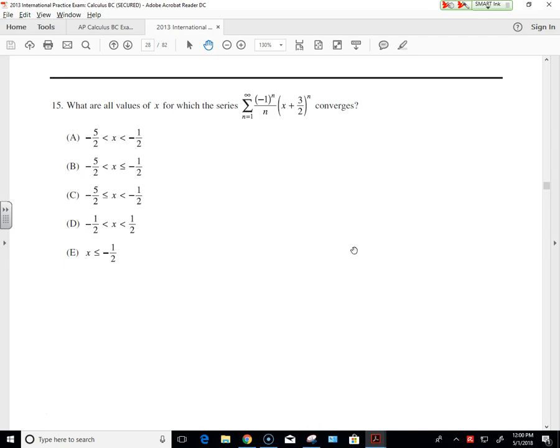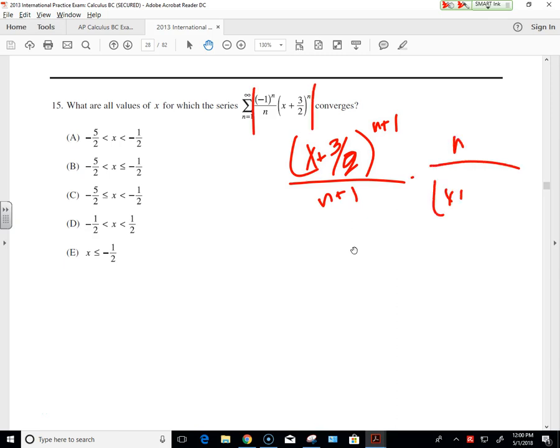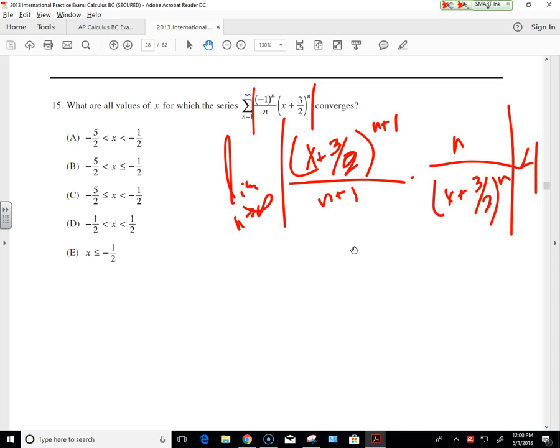Ah, interval of convergence. We have to do a ratio test. I don't know if I can do it. X plus 3 halves. I can just do absolute value, right? Those degrees are tied. That would just be 1. These ones are going to cancel out. I'll just end up with an absolute value of x plus 3 halves less than 1.